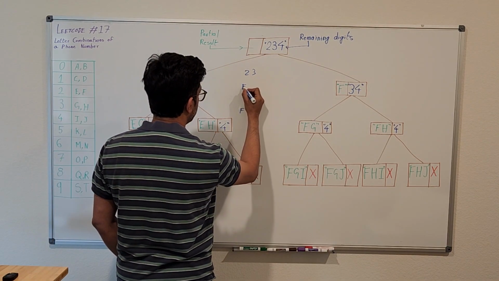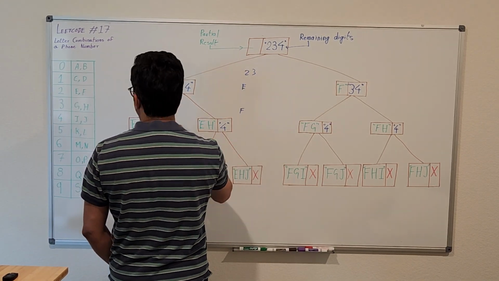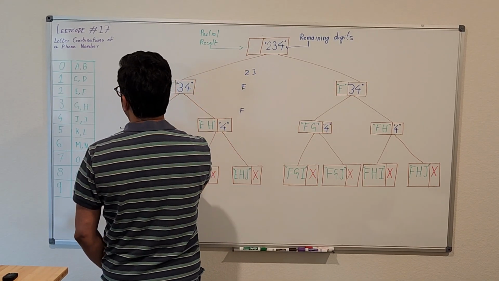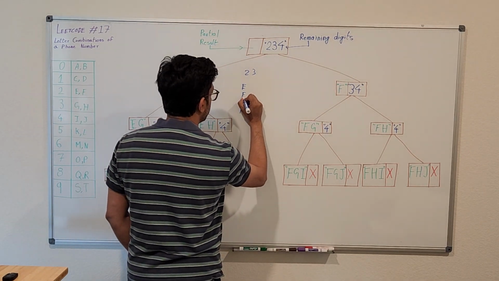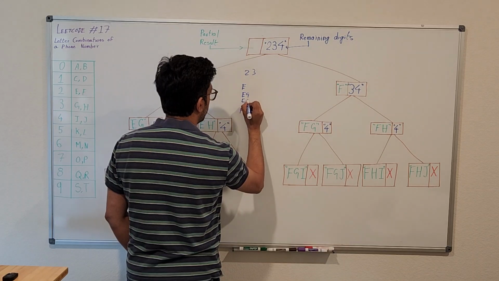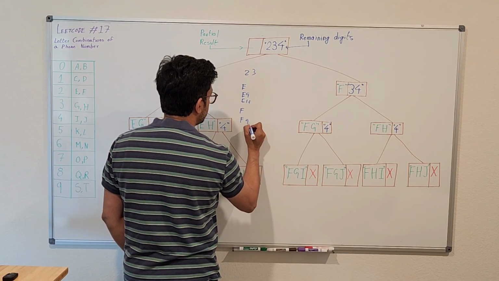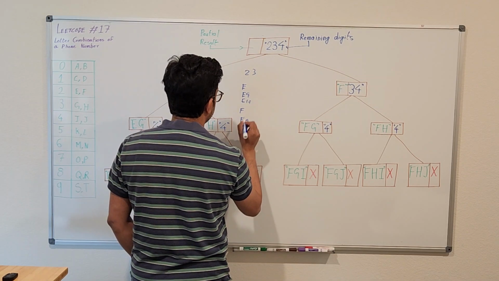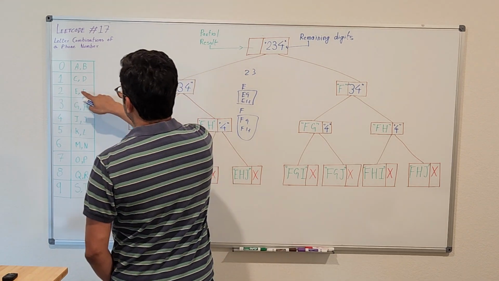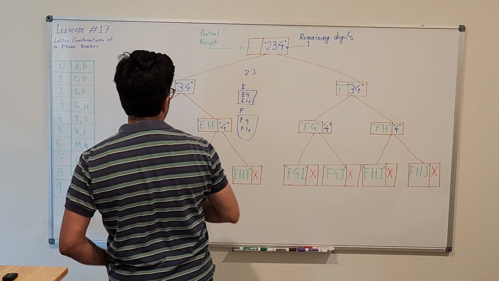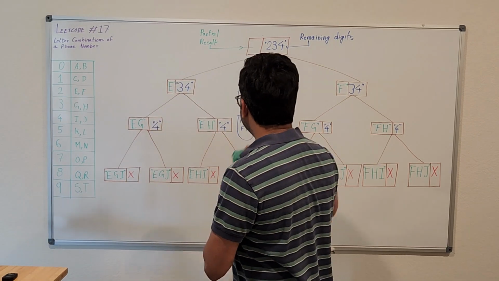So my first letter can be E, first letter can be F. Then if I take 3, 3 means my next digit, my next letter can be either G or H. So I can have EG or EH, and if F is the first letter, FG or FH. So these are the 4 results I have for 2, 3. EG, EH, FG, FH. So how do we do it in a decision tree?